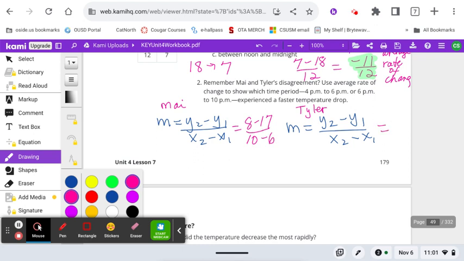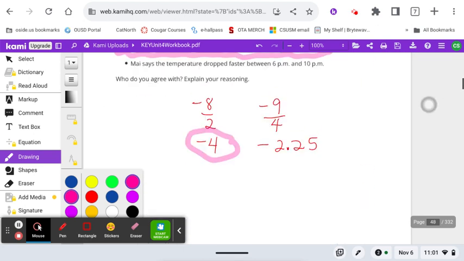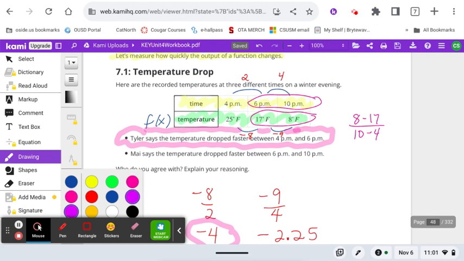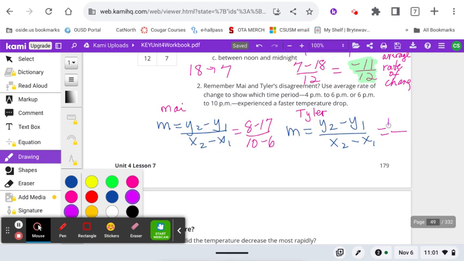For Tyler's, he's doing between 4 and 6. So we're going to use these x's and y's. 17 minus 25 over 6 minus 4. Now notice we are going down in temperature, so we should get a negative. Negative 8 over 2, also known as negative 4.